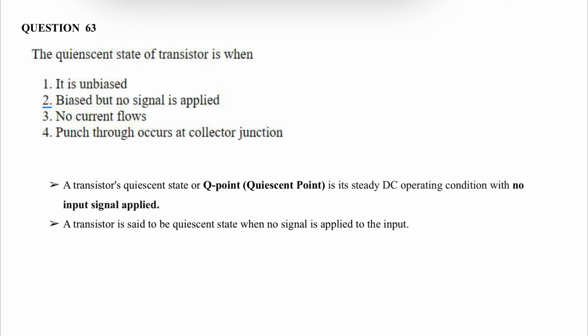Question number 63. The quiescent state of transistor is when? So that is biased but no signal is applied. The transistor quiescent state or Q point is its steady DC operating condition with no input signal applied, or the transistor is said to be in quiescent state when no signal is applied to the input. So correct answer is option 2.